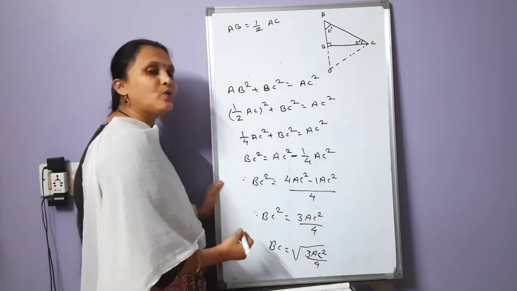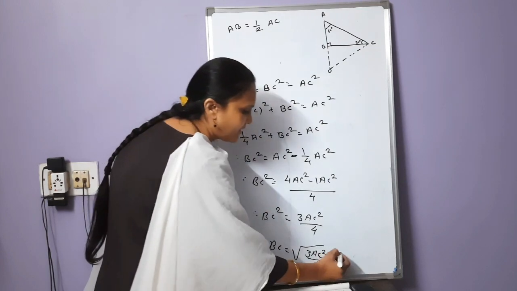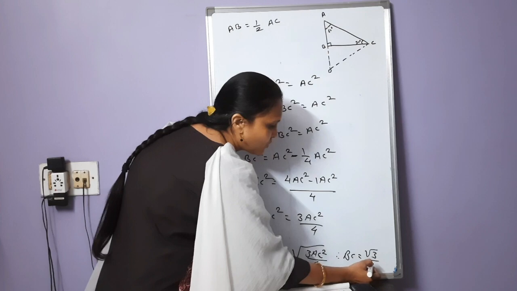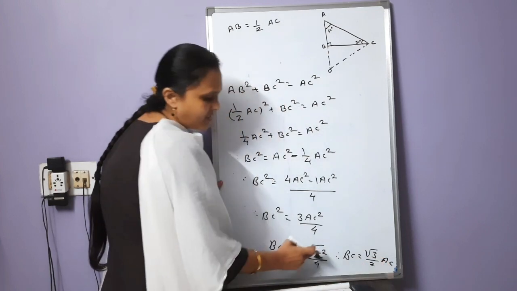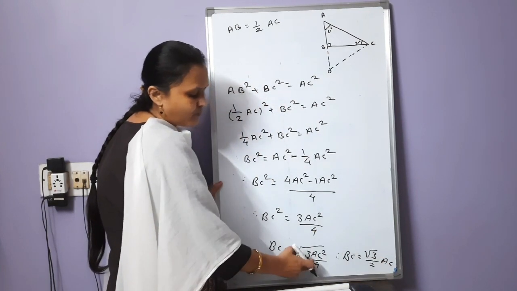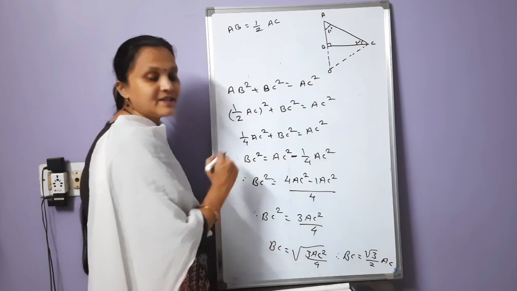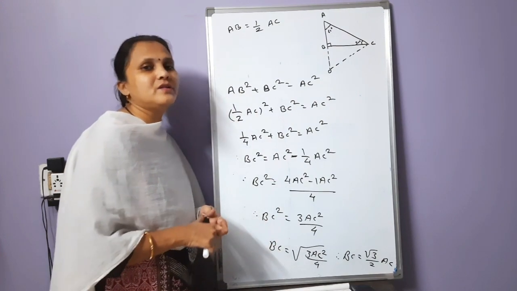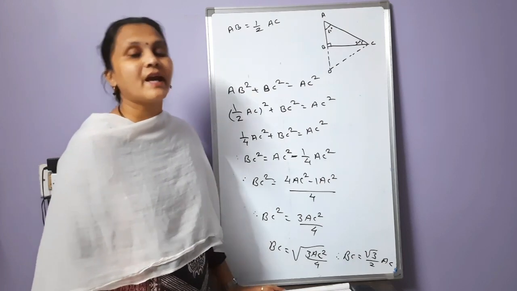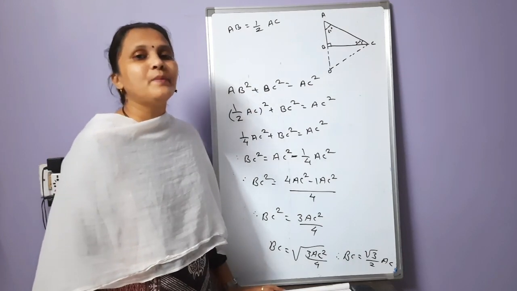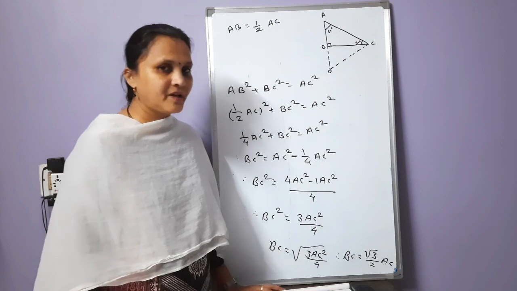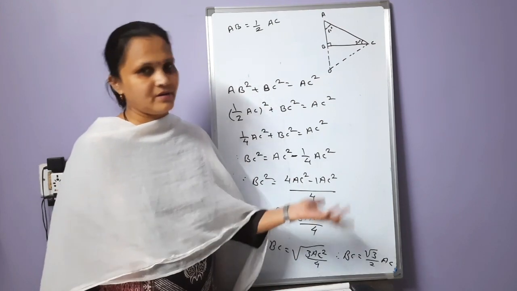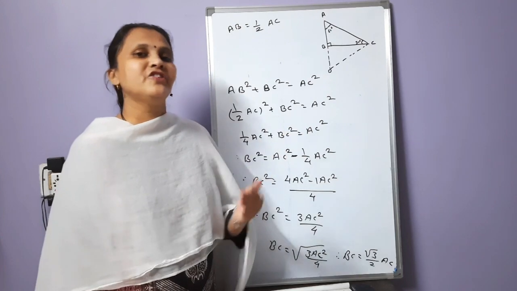After taking the square root, what will we get? We are getting BC equals root 3 by 2 AC, because the square root of AC square is AC and the square root of 4 is 2. That is nothing but what? That is our to prove. The side which is opposite to the 60 degree angle is root 3 by 2 its hypotenuse. Getting?